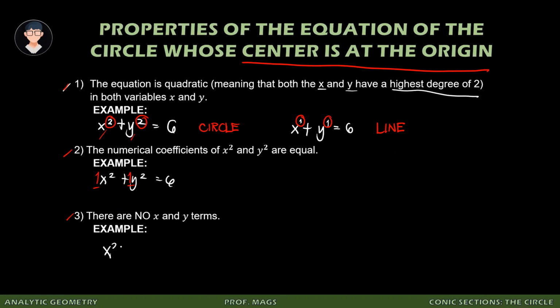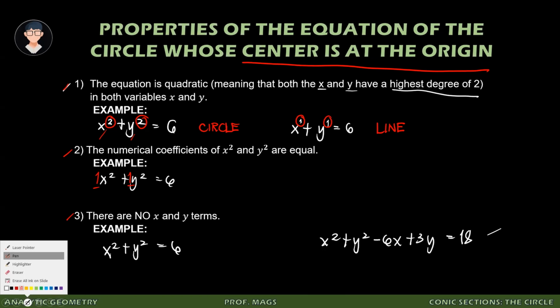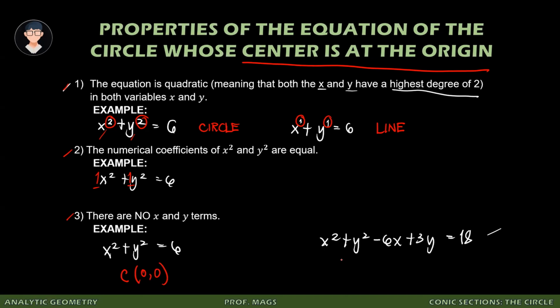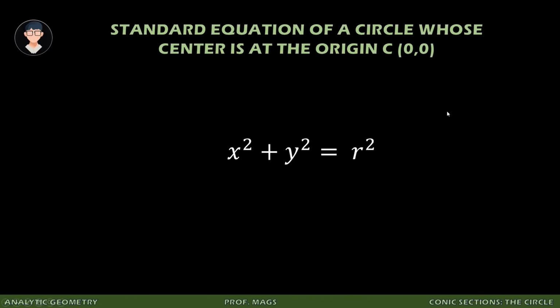So, makikita mo naman dito sa example natin ulit na x square plus y square is equal to 6. Wala siyang x and y terms. Hindi katulad ng center natin which at h and k, x square plus y square minus 6x plus 3y is equal to 18. Kitang-kita mo naman na magkaiba pag ang center natin ay 0 and 0 at yung center naman dito ay h and k. Pag h and k kasi meron siyang x and y terms. Unlike dito, wala tayong x and y terms. X squared term and y squared term lang. So, yun yung pinagkaiba. So, this is the standard equation of our circle whose center is at the origin.